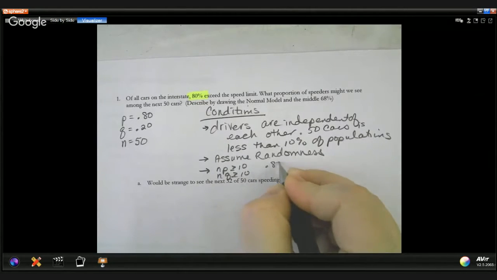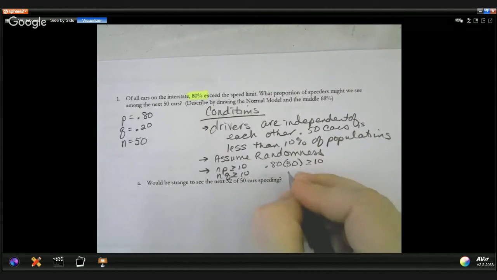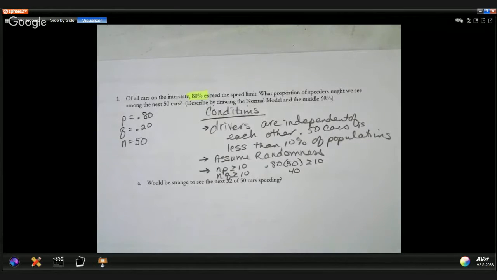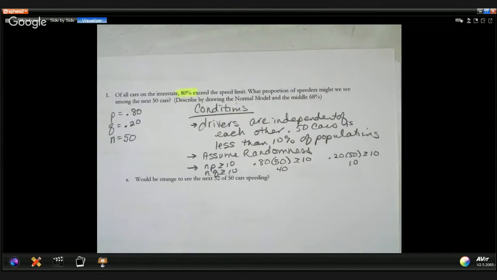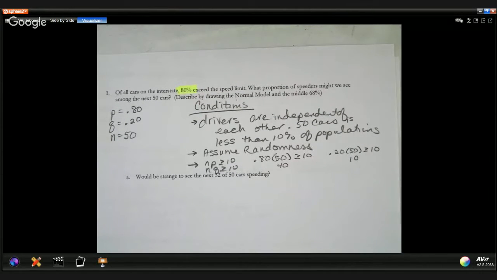So p is 80 and n is 50. Is that greater than or equal to 10? Well, that's 40, so that works. And then 20 and 50, that's 10. And since it's equal to, it works. So since we have both sets of conditions, all three conditions work, we're good to go.